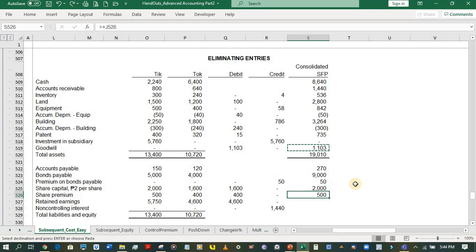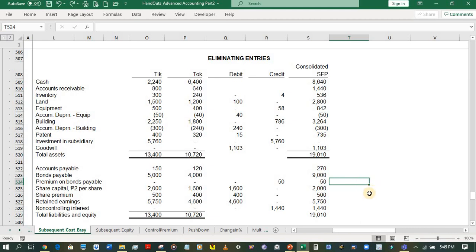As well as for the share premium, that is the share premium of the parent as of acquisition date, as well as the retained earnings. So always remember that the shareholders' equity of the parent as of the acquisition date shall appear in the consolidated statement of financial position. And part of the consolidated statement of financial position in the shareholders' equity section is the non-controlling interest, which is 1,440. Liabilities and equity in the consolidated statement of financial position is 19,010 pesos.